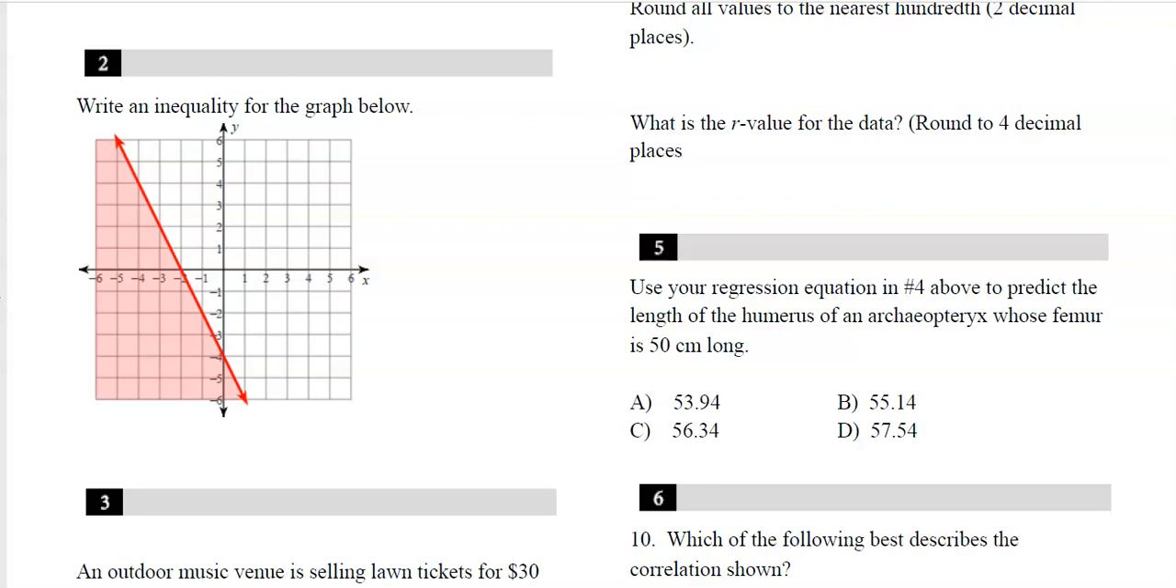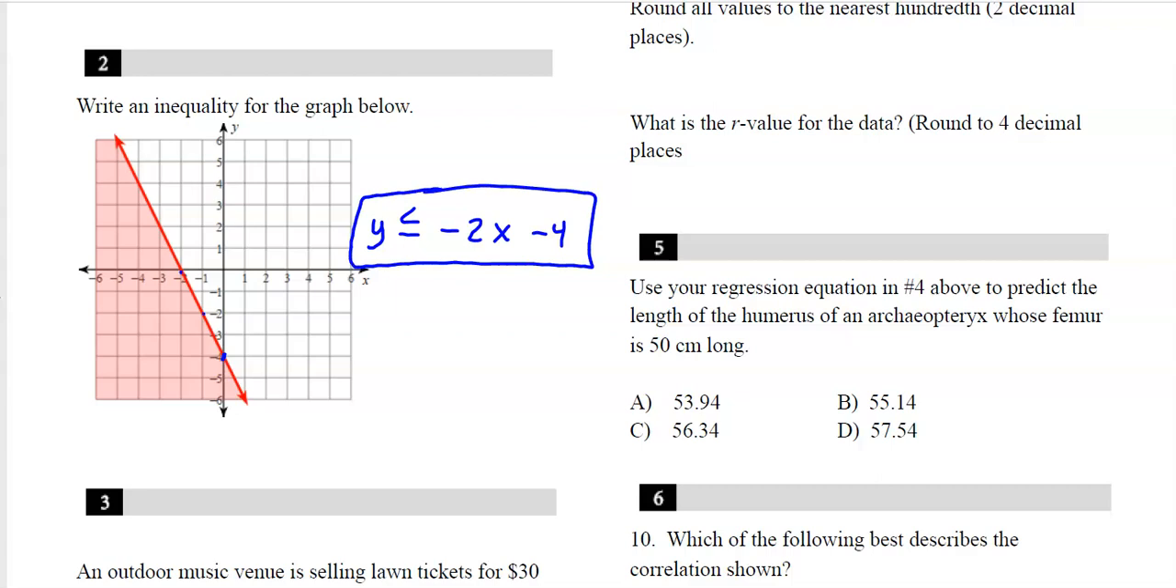Same type of problem, different line. So this one we're crossing at negative 4. Our slope is going, it looks like, down 2 over 1. And it's shaded below the line, so it's less than. And it is solid, so there's going to be the equal to bar. So there we go, correct answer.